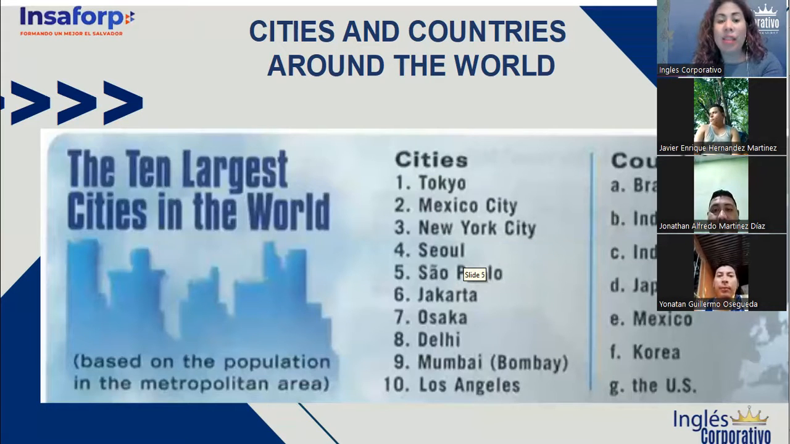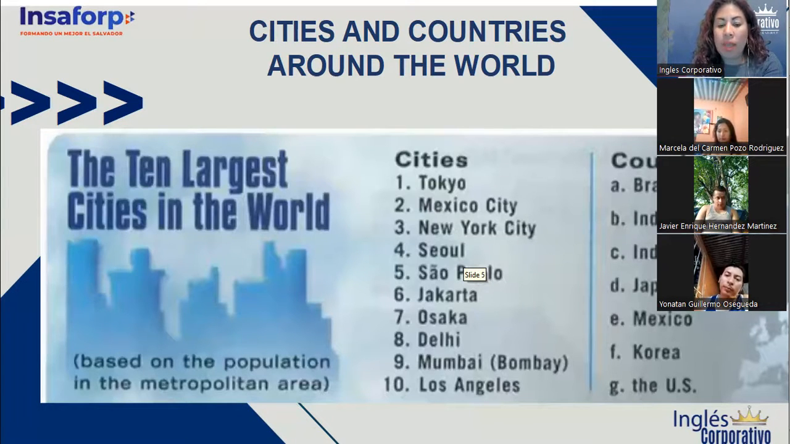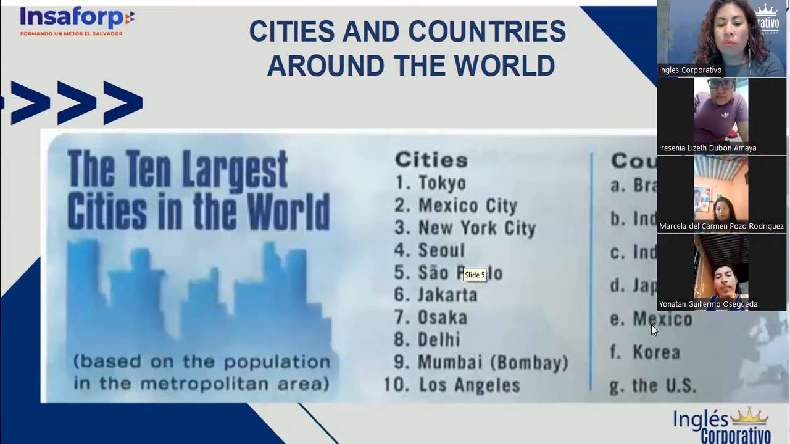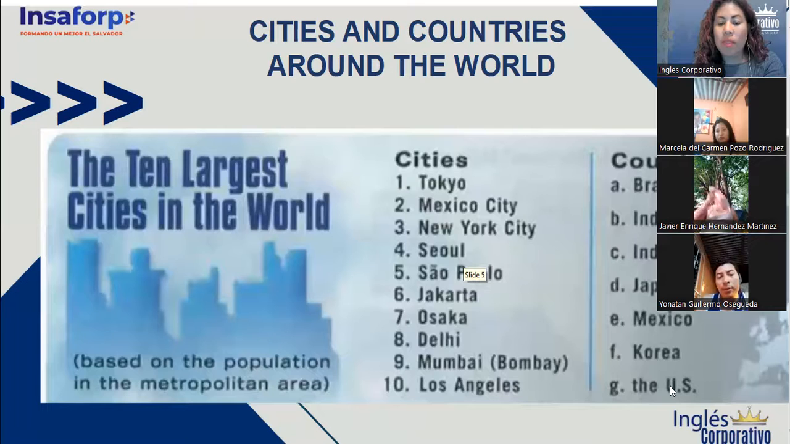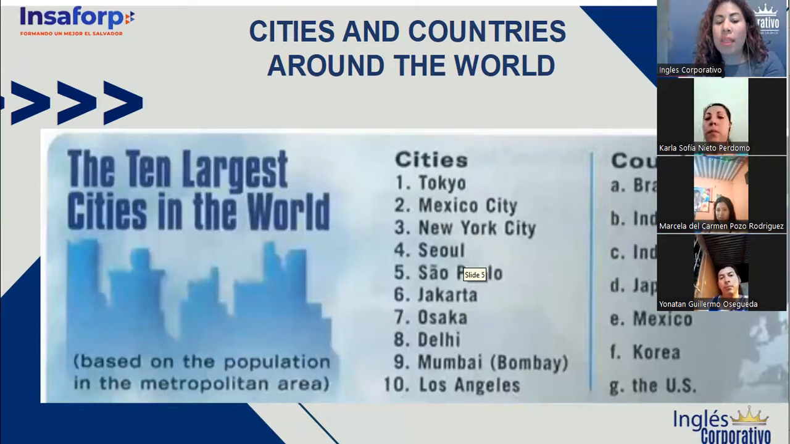Brazil. Notice it's not Brazil, it's Brazil. Good. India. Indonesia. Japan. Mexico. Korea. The U.S. Okay, good. Noten que no es solamente U.S., es the U.S. The U.S.